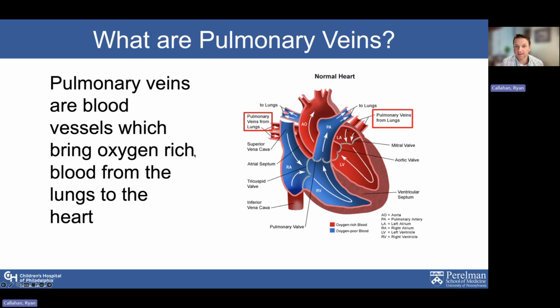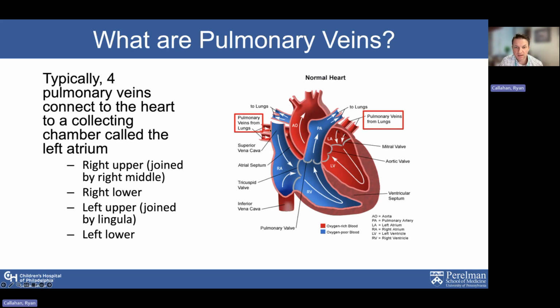So very basic, what are pulmonary veins? These are the blood vessels which are bringing oxygen-rich blood from the lungs back to the heart. There's usually four, 1, 2, 3, 4, and they include the right upper, which is usually joined by the right middle, the right lower, the left upper, which is joined by the lingula, which is the small segment of the lung, kind of like the left middle, and then the left lower.